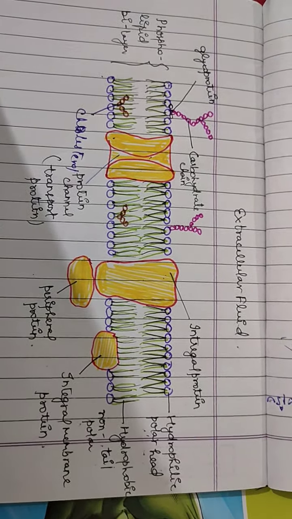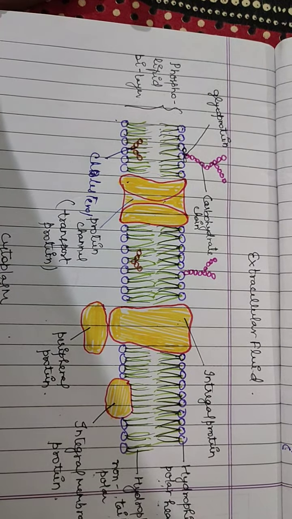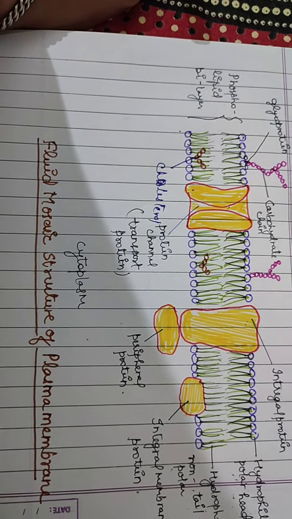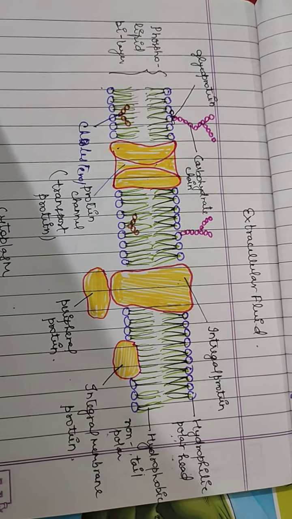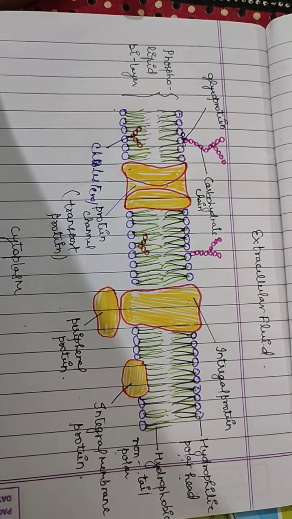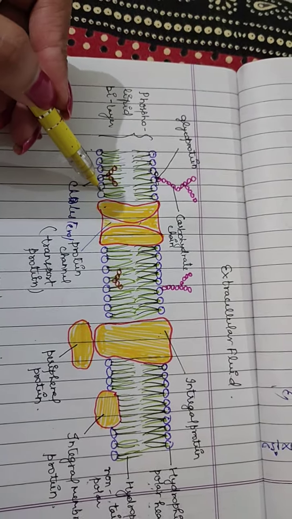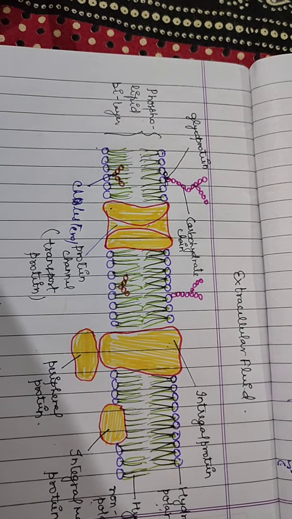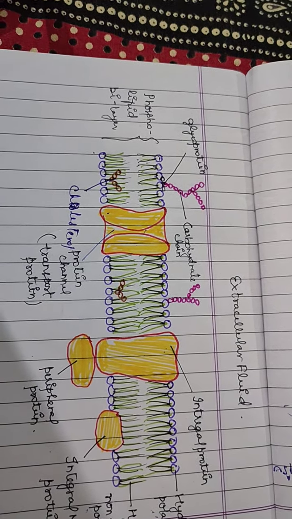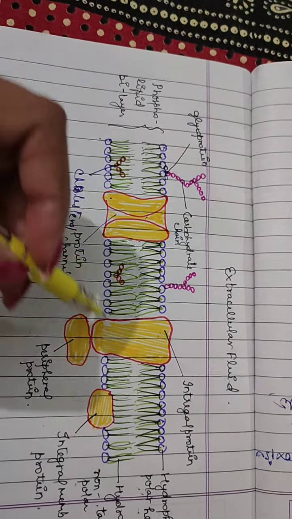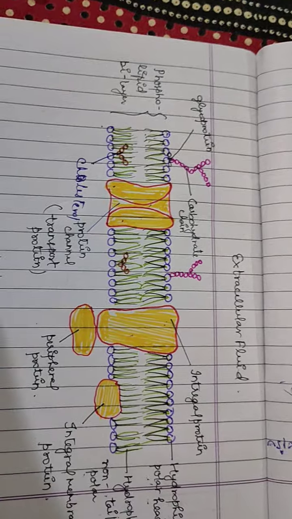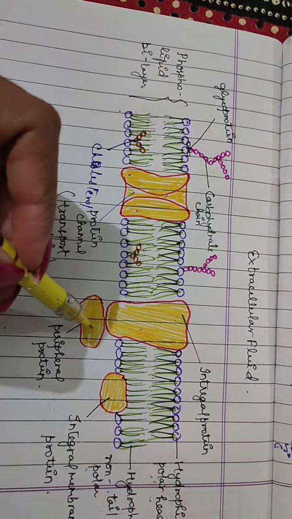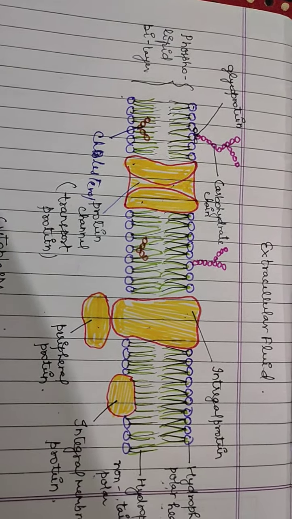So in 1972, Singer and Nicolson suggested a model. This is called fluid mosaic model, to explain the ultrastructure of the plasma membrane. According to them, it is made up of bilayer, that is two layers of phospholipid, and two types of protein molecules float about in the fluid phospholipid layer. That is intrinsic protein, which completely covers the lipid layer, and extrinsic protein which occurs either on the outer surface or on the inner surface of the lipid membrane.